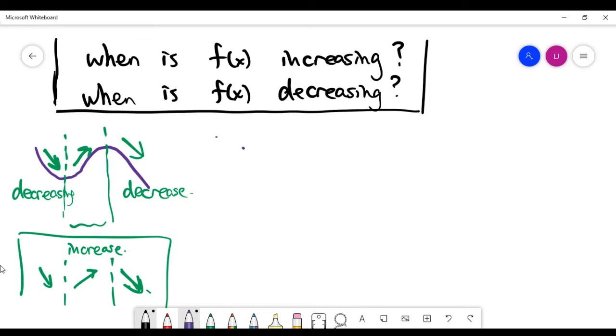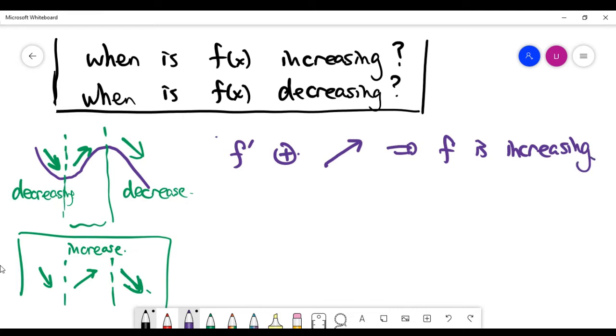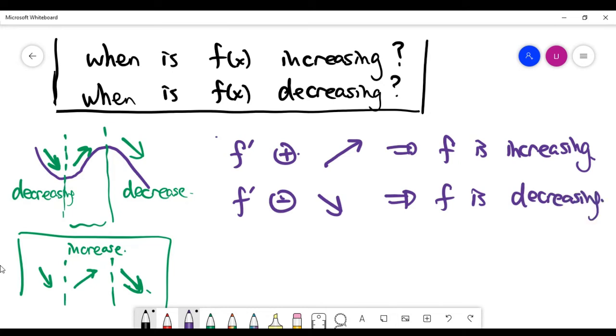So let me put it in words. When f prime is positive, which means the tangent is going up, it is an increasing tangent line. It means at that point f is increasing. On the other hand, when f prime is negative, which means the tangent line is going down, it means f is a decreasing function at those points. So based on these two hints, we can find where f is increasing and where f is decreasing, based on the use of the sign table.